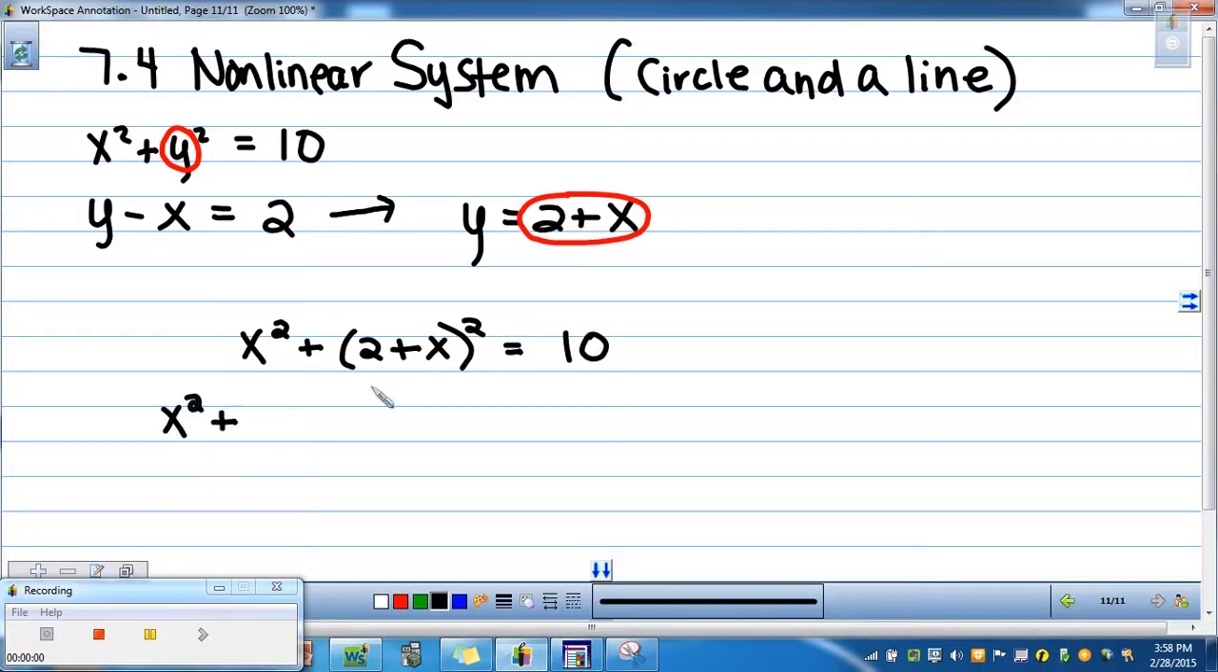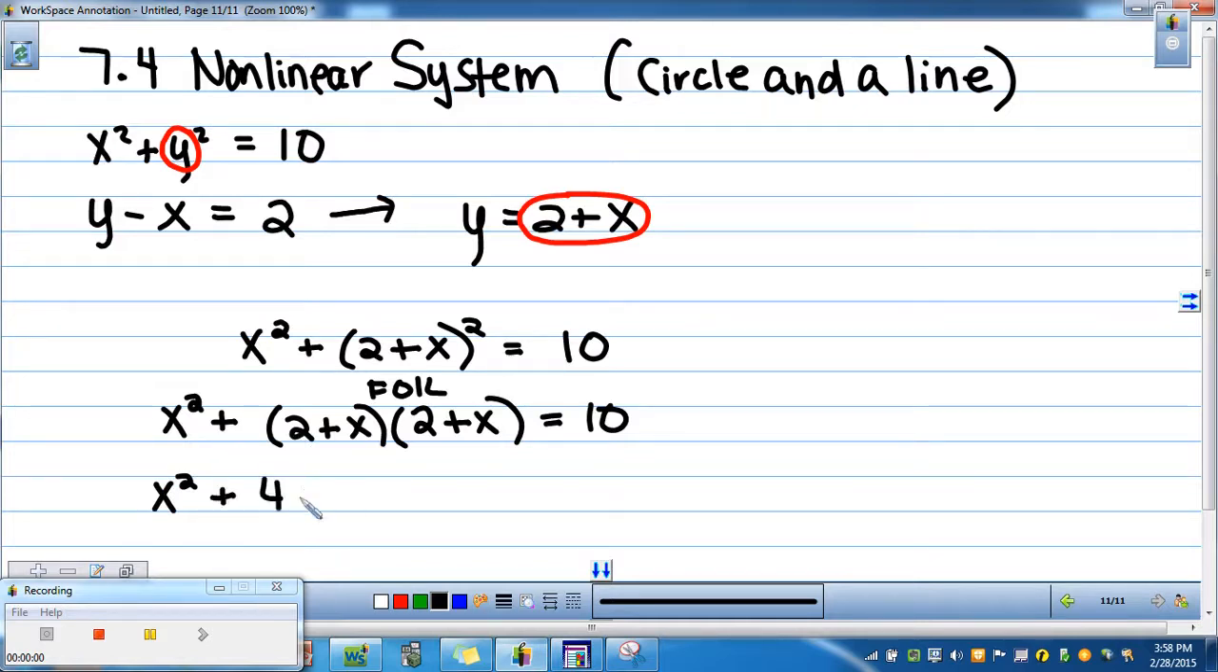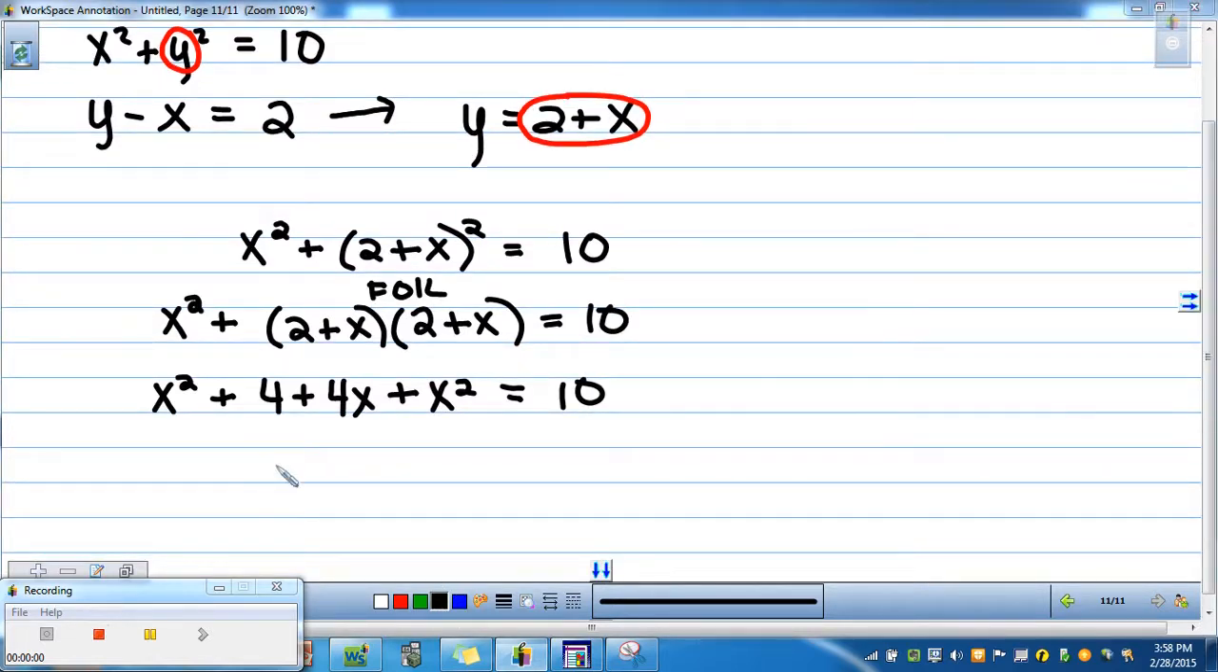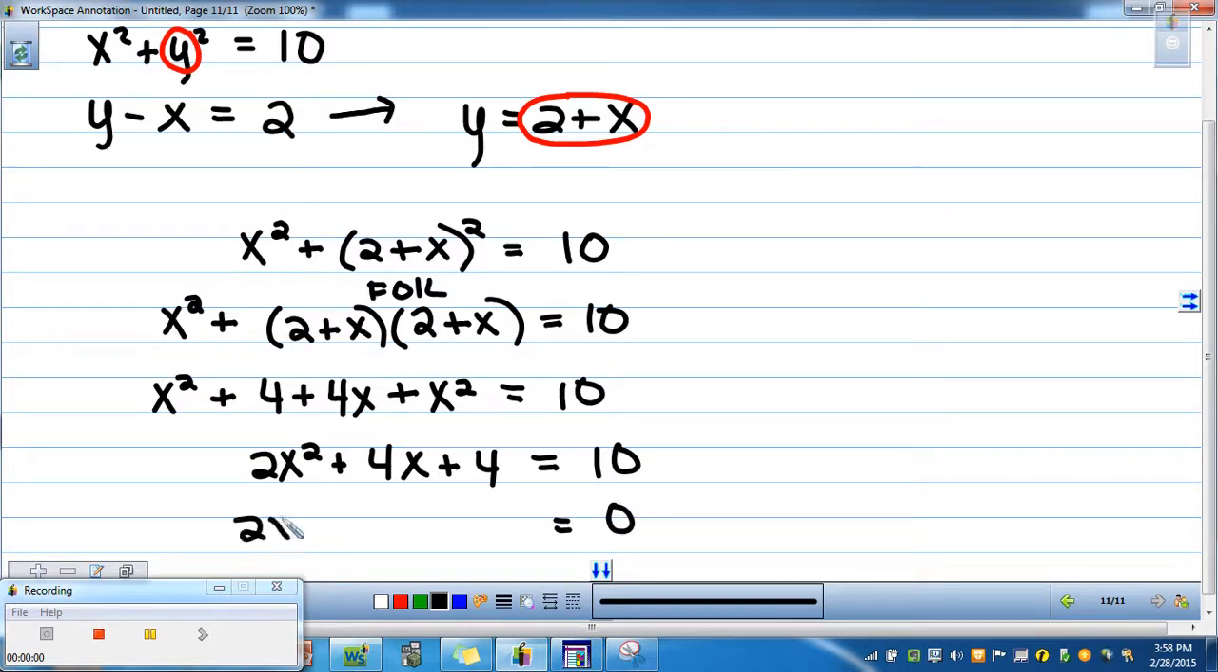Now to simplify this out, we must FOIL 2 plus x times 2 plus x. So as a result of our FOIL, we get 4 plus 2x plus 2x, which is 4x, plus x squared. Combining like terms, and we want to subtract 10 from both sides so that it can be equal to 0. So 4 minus 10 is -6.